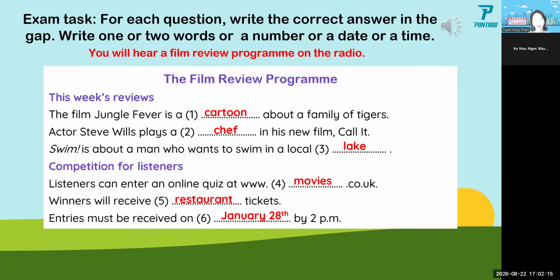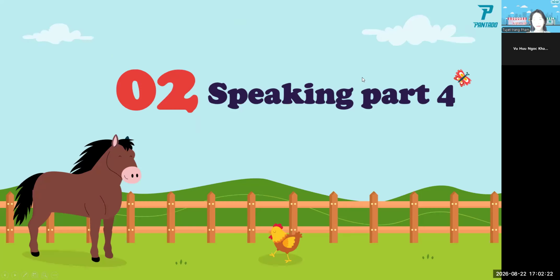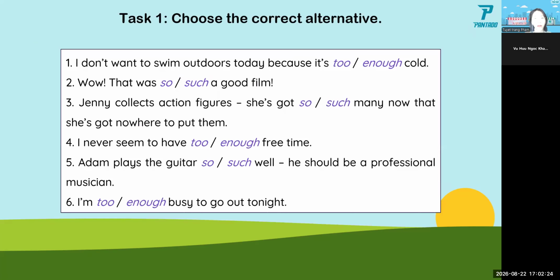January 28th. Okay. For the last answer. The next, please. You have the speaking part. Now, task 1. Choose the correct alternative. You type your answer, please, or you can draw on the screen too. You choose 2 for number 1.